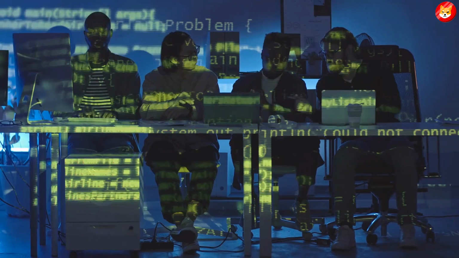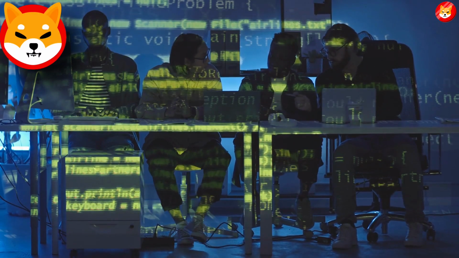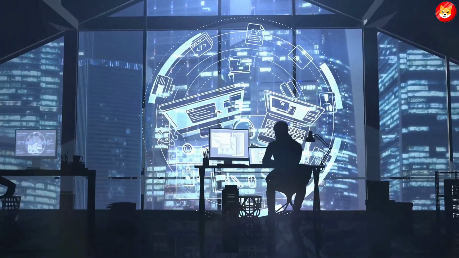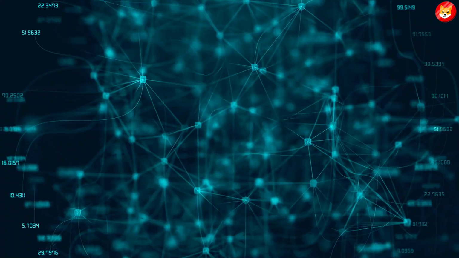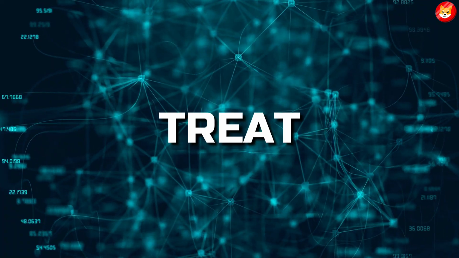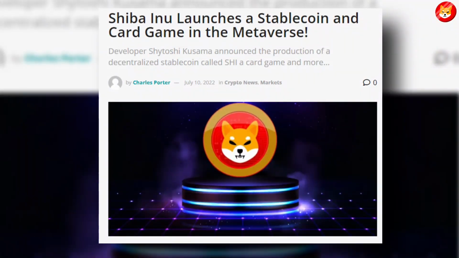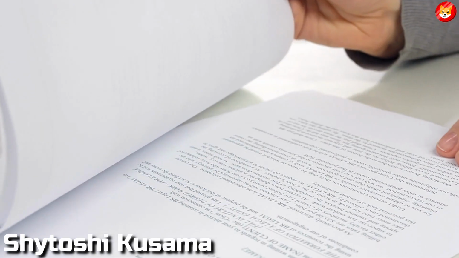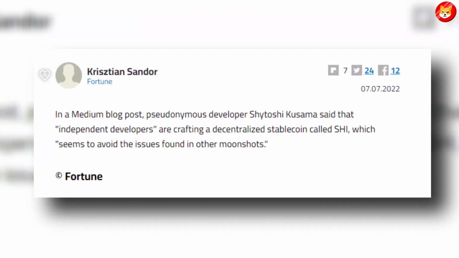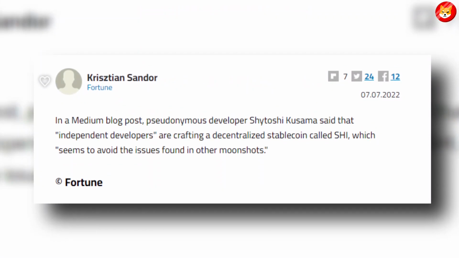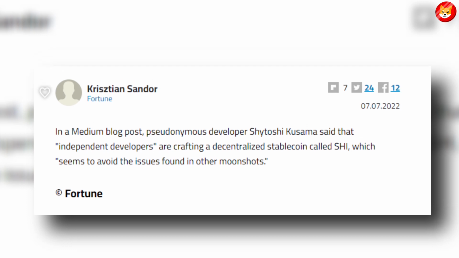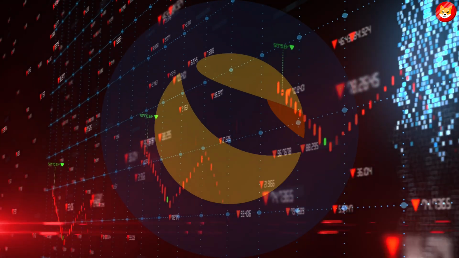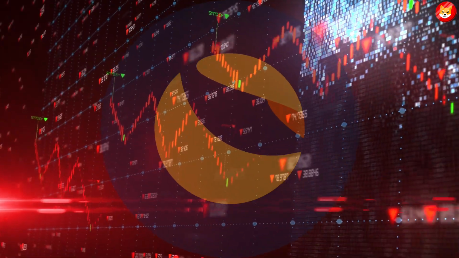Now, let's get back to the main subject. A lead developer behind popular meme cryptocurrency SHIB on Wednesday teased plans to expand the Shiba Inu ecosystem with a decentralized stablecoin, a reward token called Treat, and a collectible card game for its metaverse. In a Medium blog post, pseudonymous developer Shytoshi Kusama said that independent developers are crafting a decentralized stablecoin called SHI, which seems to avoid the issues found in other moonshots, a likely reference to the billion-dollar Terra/Luna implosion.